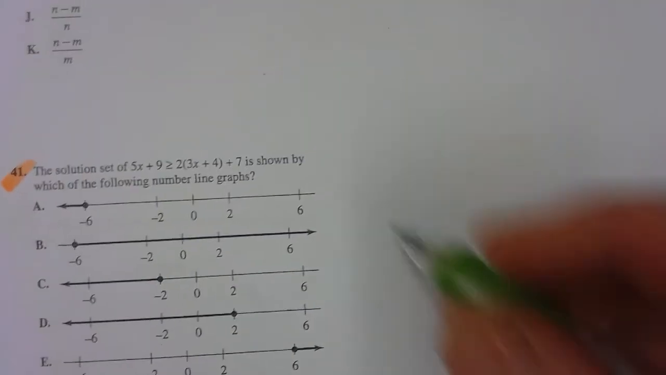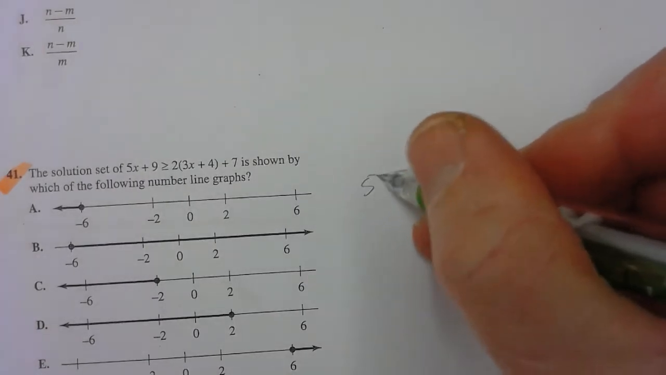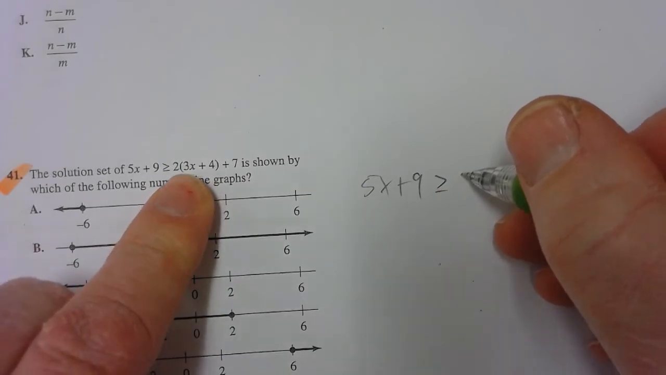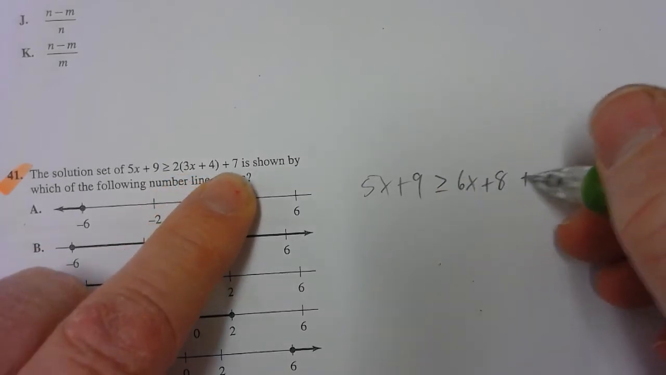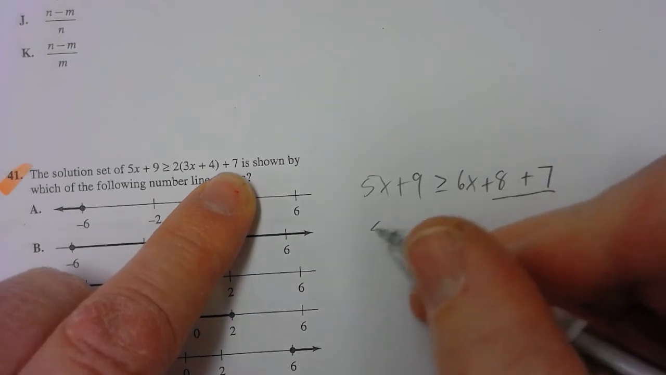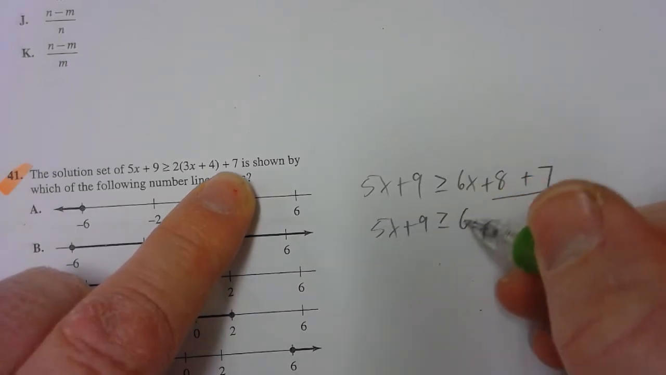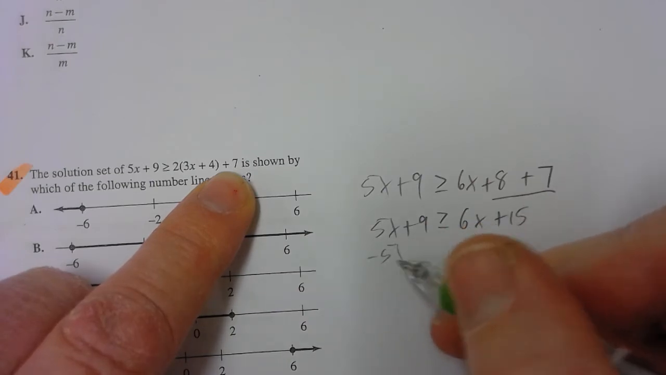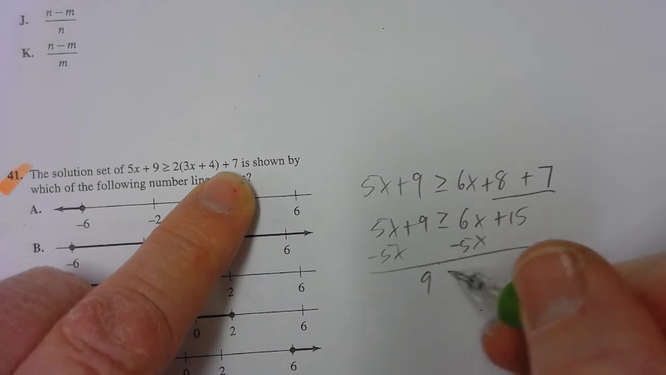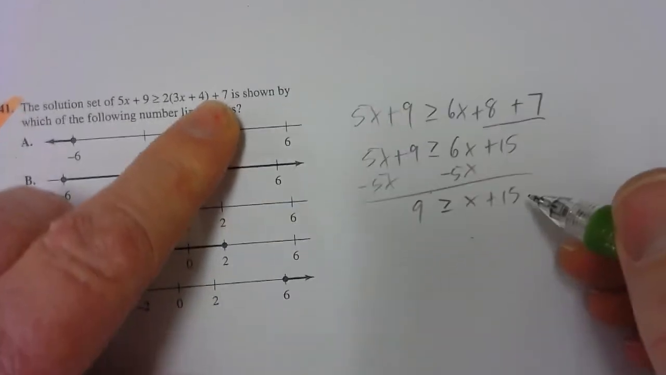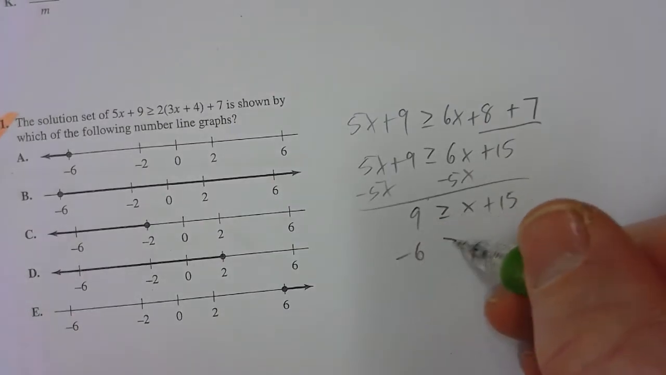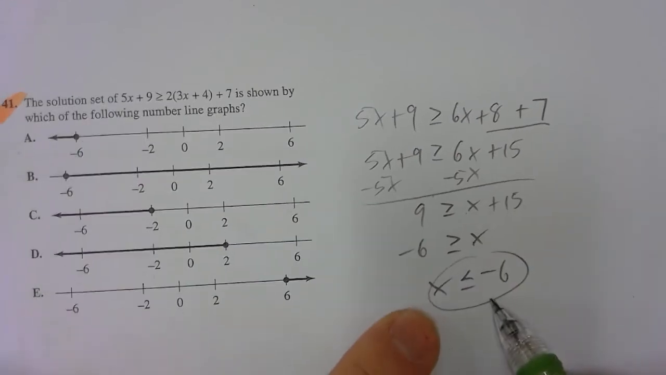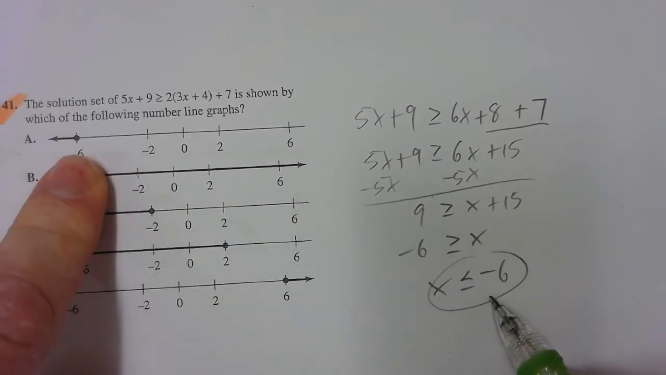Okay, now we're doing some basic algebra here. We have 5x plus 9 is greater than or equal to, I'm going to distribute this as I write it down, 6x plus 8 plus 7. Put those together, 5x plus 9 is greater than or equal to 6x plus 15. Subtract over the 5x, you get 9 is greater than or equal to x plus 15. Subtract the 15 over, you get negative 6 is greater than or equal to x, which means x is less than or equal to negative 6. So things are smaller than or equal to negative 6, which is A.